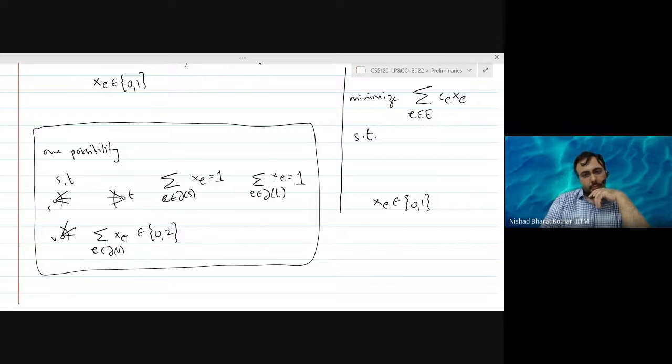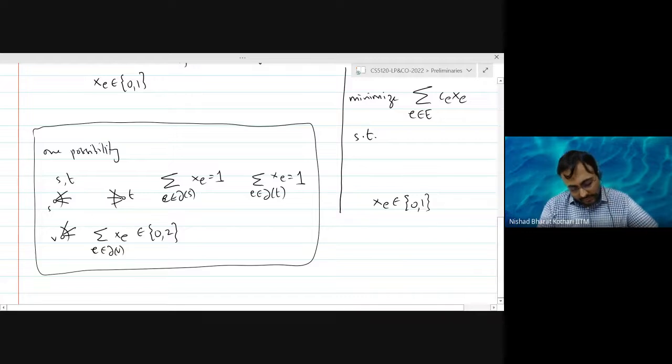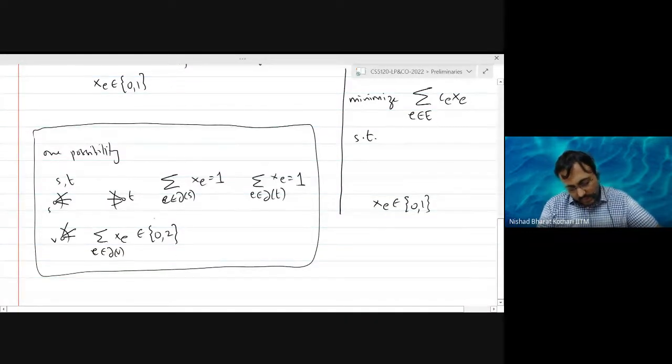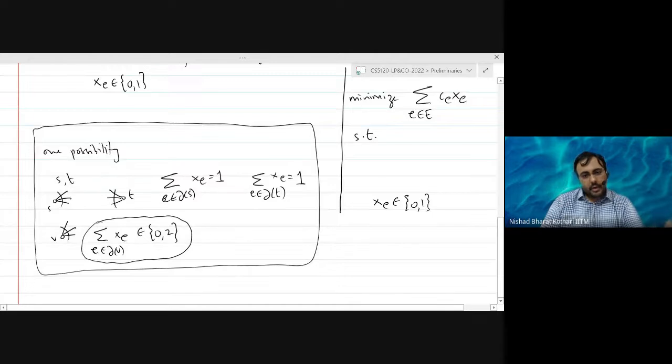There is one issue though. Remember, what we want to do is get an ILP and then relax it to get a linear program. That is our intent. There is one problem here. These constraints are actually not allowed either in an ILP or in an LP.